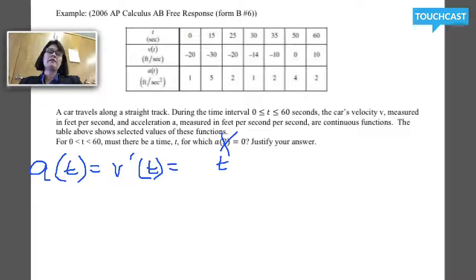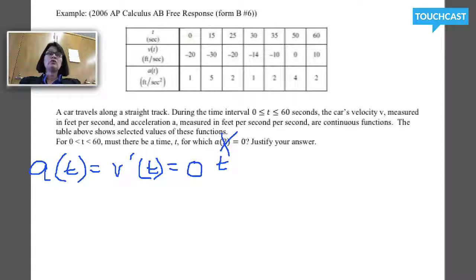And we want to know if there's some t for which v prime of t equals 0. So that's the number one connection. Know that you can't use the mean value theorem to help you unless you've recognized somewhere that you have a derivative. So we've been asked to prove the existence of this acceleration value.